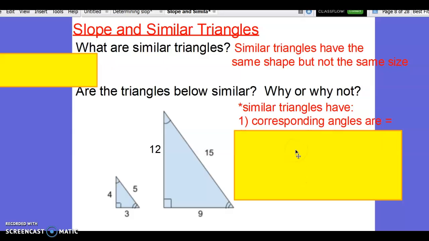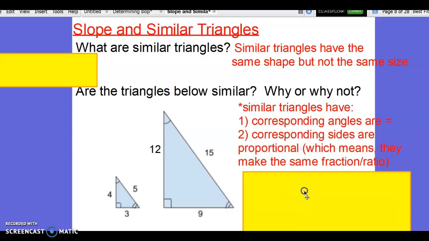Do you remember the second thing that we need to check in order for triangles to be similar? If you said that the corresponding sides are proportional, which means they make the same fraction or ratio, then you would be correct. So the corresponding sides aren't going to be exactly the same because, again, we have smaller and larger triangles here, but they will make the same ratio when you match them up.